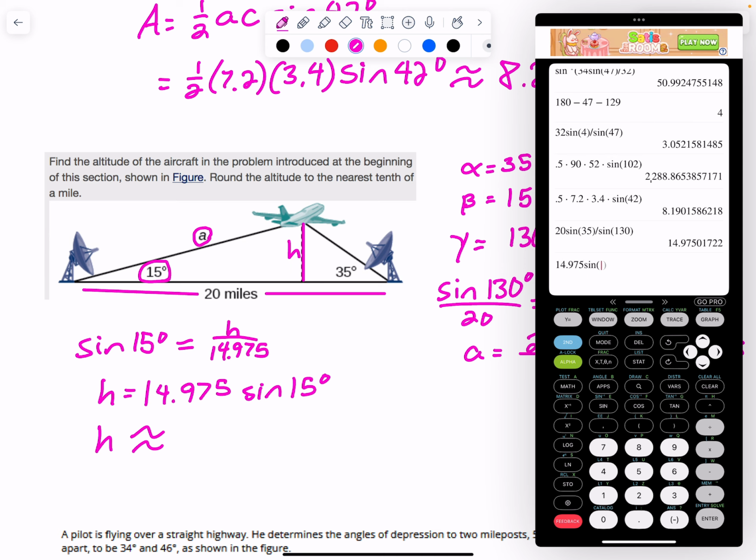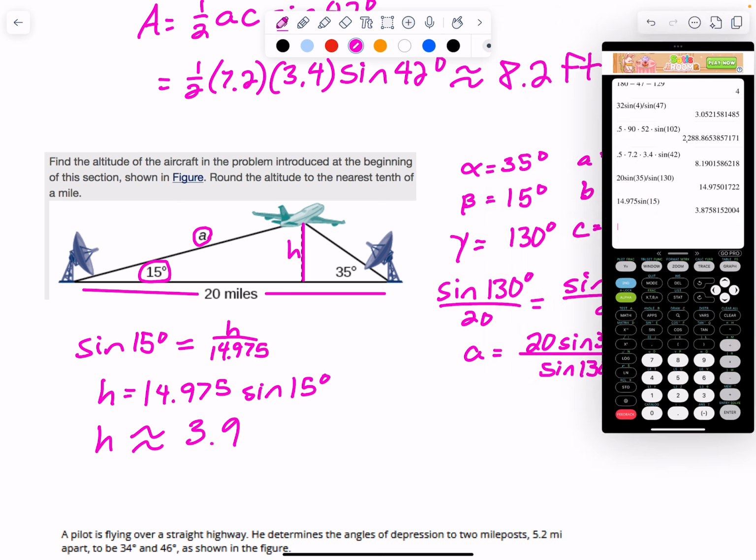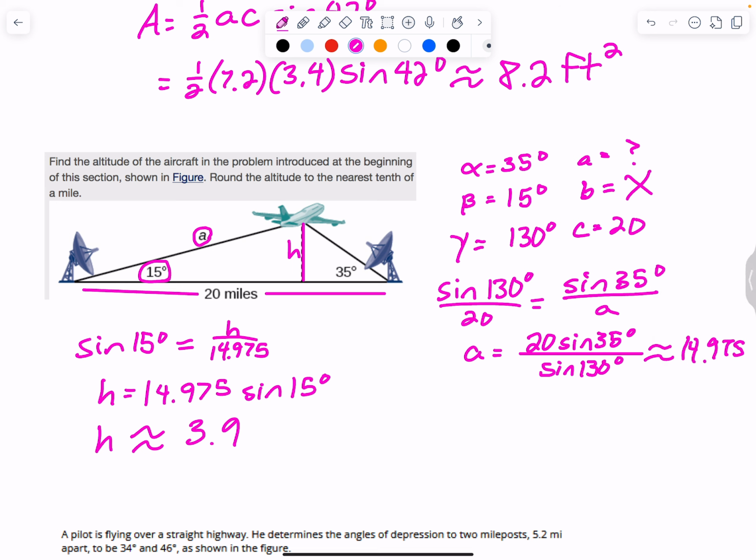14.975 times sine of 15. Right, that got me a 3.8, and they said round it, so we'll go 3.9. And this may seem like, hey, that's pretty small, but remember this is miles, right? And if these angles aren't very big, then it's not going up very high. Okay, so there's our altitude.